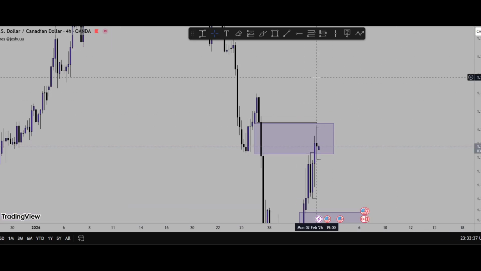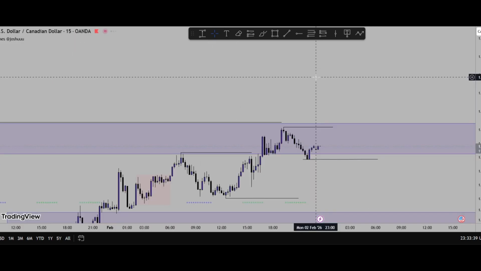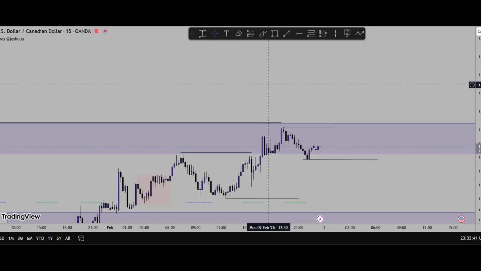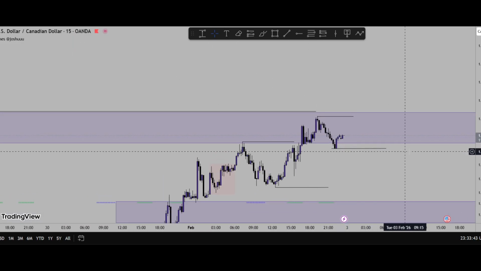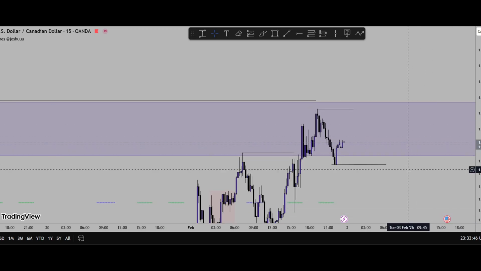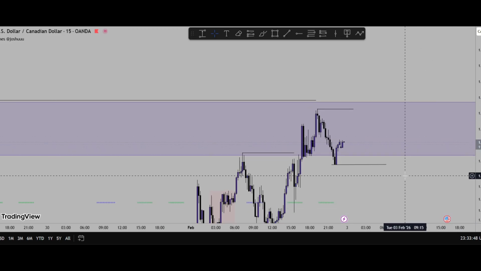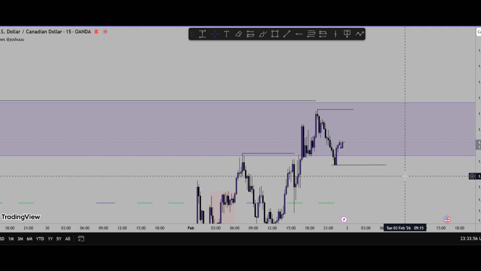Go to a lower time frame and look for your entry. Your entry can be a key level or it can be a fair value gap. But I like to take different confluences while marking out my entry. Your entry is something you need to focus on.